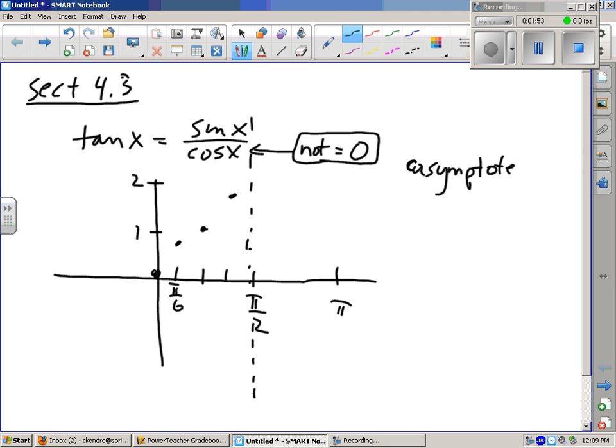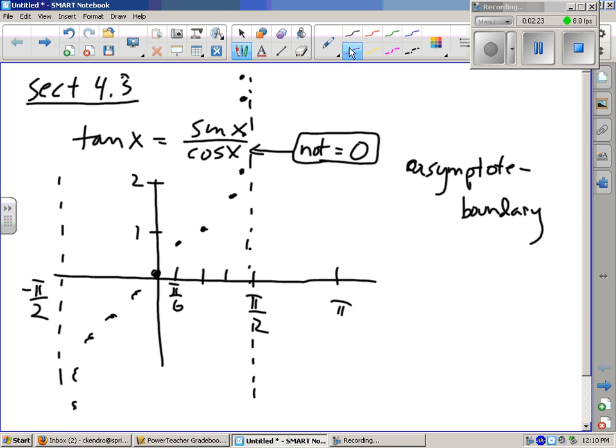A-S-Y-M-P-T-O-T-E. It's kind of like a boundary. Okay, the graph gets very close to it. Now, if I put in a fraction very close to a half, but not quite a half, it will get closer and closer to this line, this dotted line, but it never quite reaches it. Now, if I go in the other direction, to negative pi over 2, I get all the negative values, these same ones. So it's going to look like that.